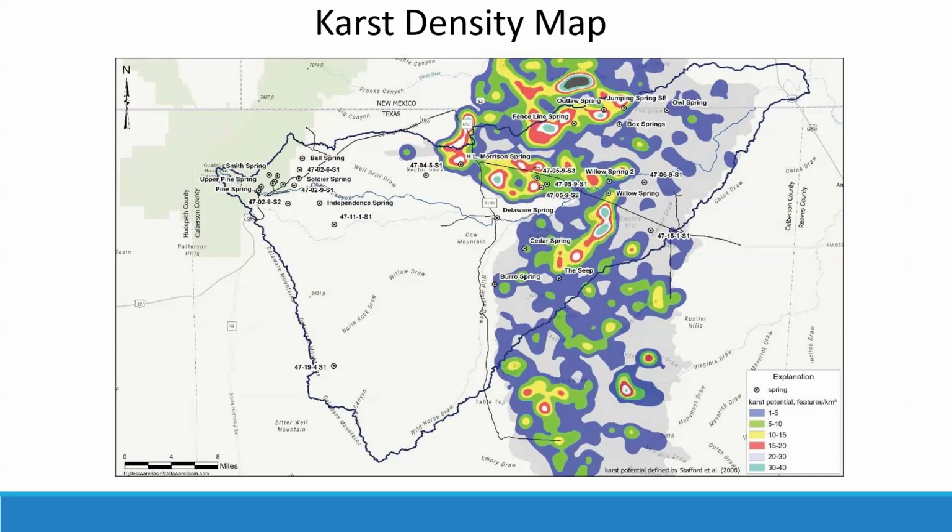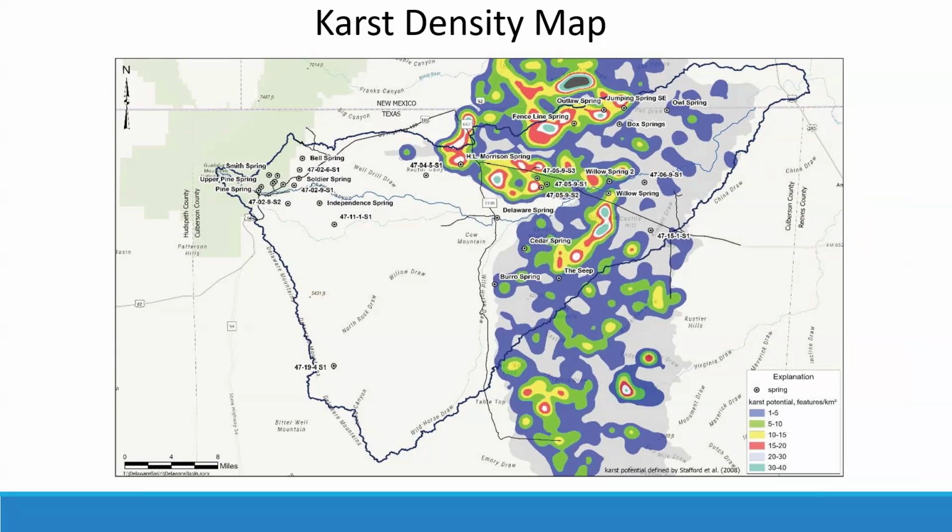So how do you find these things? Well, there was a great study done by, what was her name? It'll come to me later. Anyway, she's at the, I think it's the Karst Institute or wherever it is in Carlsbad. I'm drawing a blank.